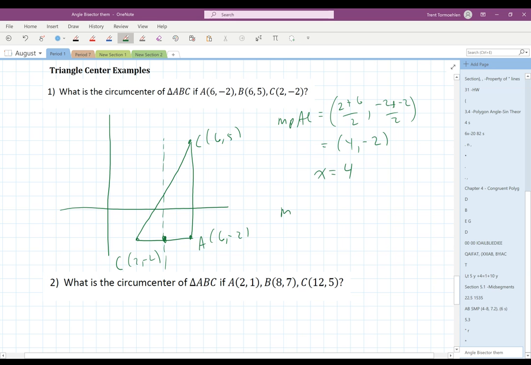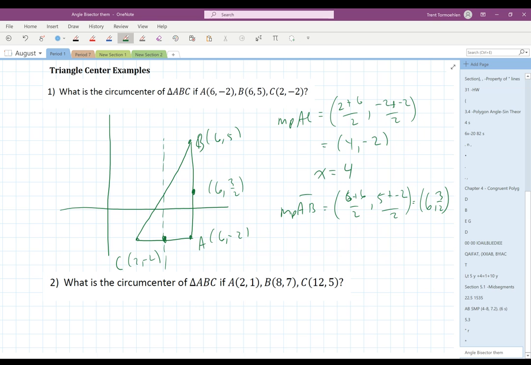Same thing for AB. We find the midpoint of AB, which gives us (6 + 6)/2 and (5 + -2)/2, which turns out to be just (6, 3/2), which is the point right here. And then remember, a horizontal line that's perpendicular to vertical always has the same y coordinate.